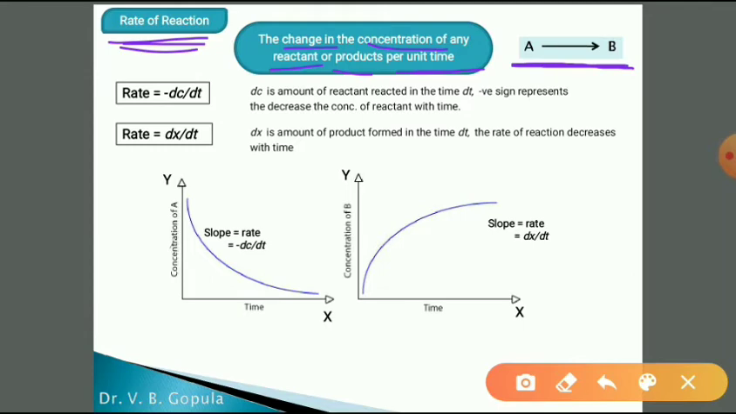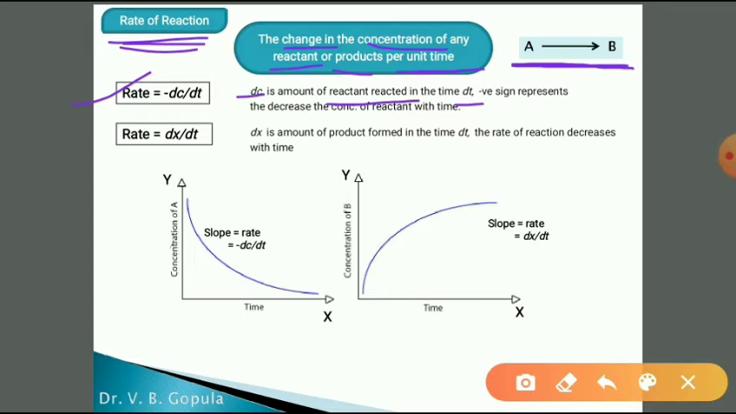Now the rate of reaction can be given in two different ways. The first one is rate equal to minus dC upon dt. Here dC is the change in the amount of reactant with respect to time, delta t. So dC is nothing but a small amount of a reactant, and dt is a small portion of the time during the course of the reaction.